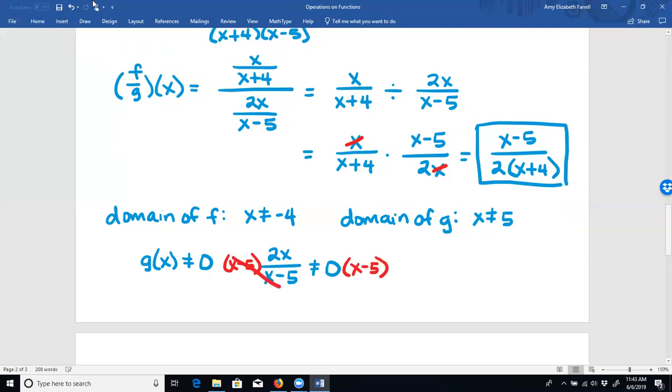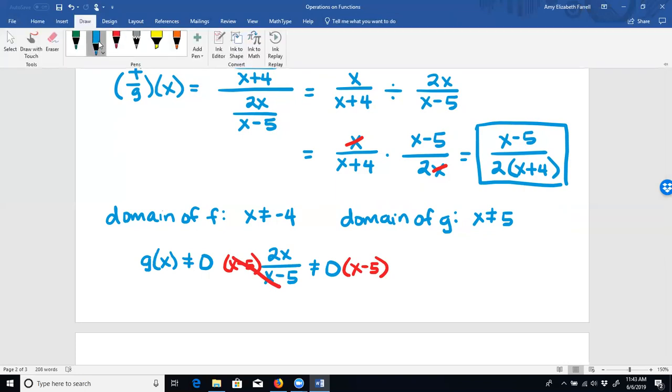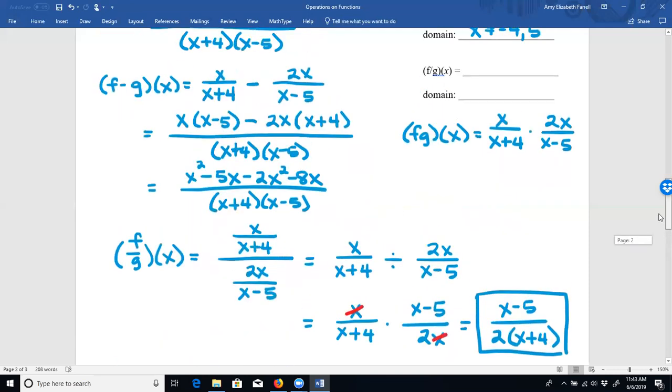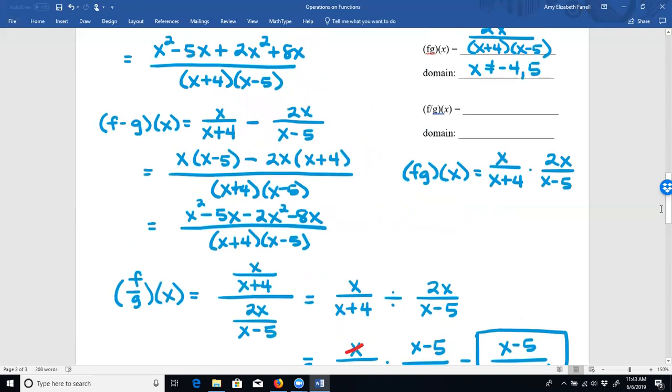So that'll get rid of that there. 0 times anything is still 0. So really we just have that 2x cannot be 0 and x cannot be 0. So our domain for f divided by g, let me go ahead, I'll write it up here where I have a spot for it. So domain is x cannot be negative 4, 5, or 0.